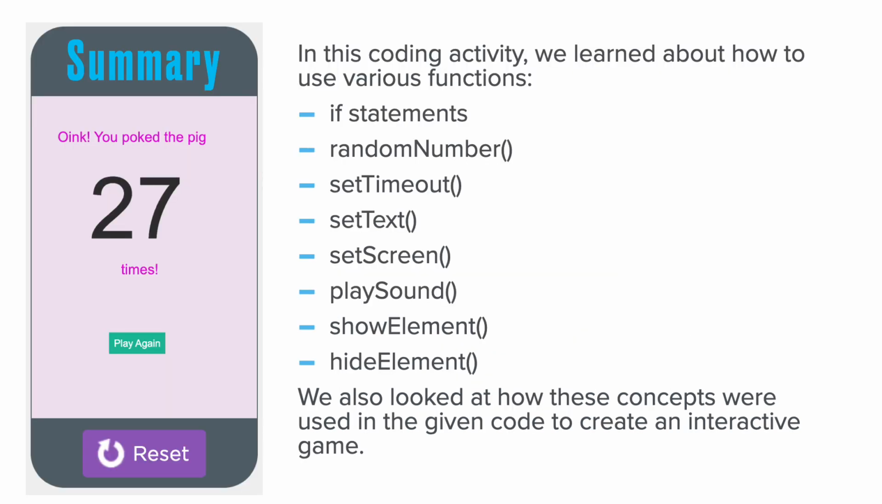That's it. We've reached the end of our coding adventure. We've learned about variables, if statements, and various functions like randomNumber, setTimeout, setText, setScreen, playSound, showElement, and hideElement. We've also explored how these concepts work together in the given code to create a fun and interactive pig game. Great job, everybody. Keep learning, keep exploring, work on your own version of this game, and have a lot of fun.